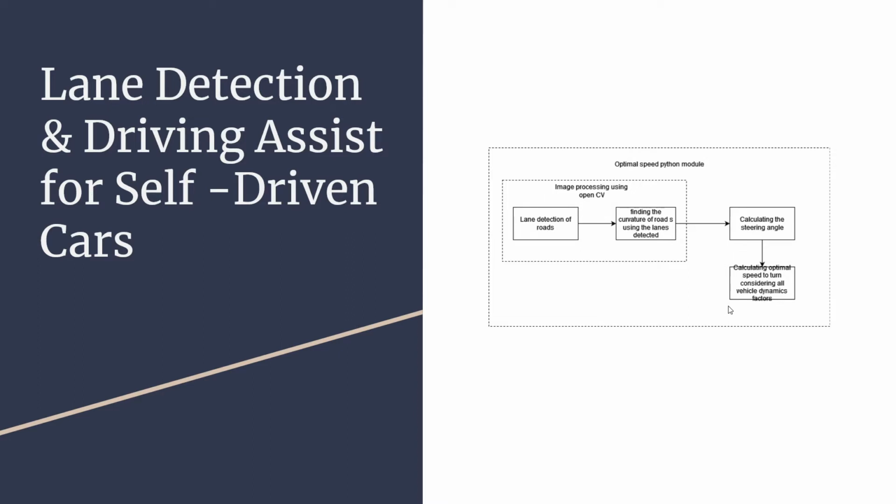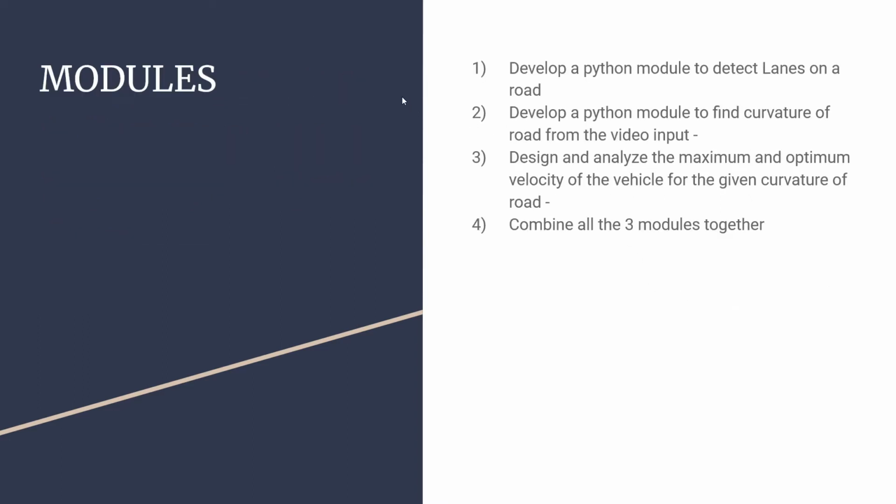The modules in our project are, first, we developed a module to detect lanes on a road. The next module would find the curvature of the road from the video input. The third module would analyze the maximum and optimum velocity of the vehicle for the given curvature of the road. And lastly, the final module combines all three modules together.